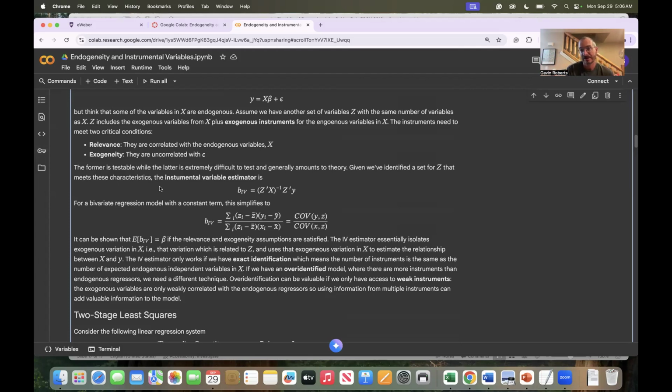The former is testable. We can check if an instrument is correlated, we could literally check the correlation. The second one is not really testable. We can only really come up with theoretical reasons that a variable is endogenous or exogenous, as we've already seen a bit.